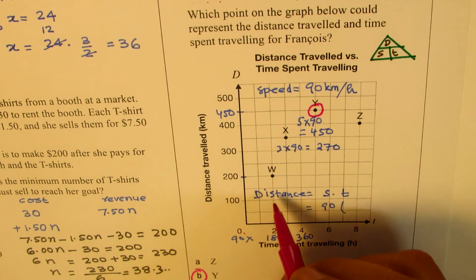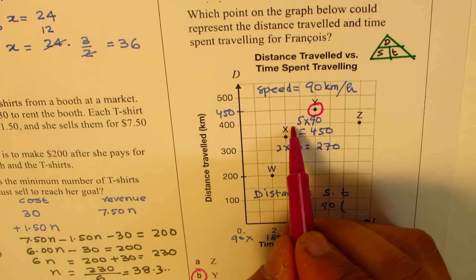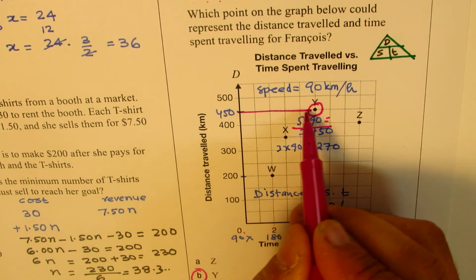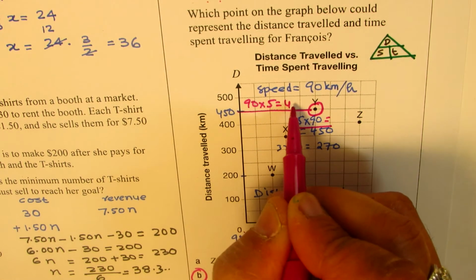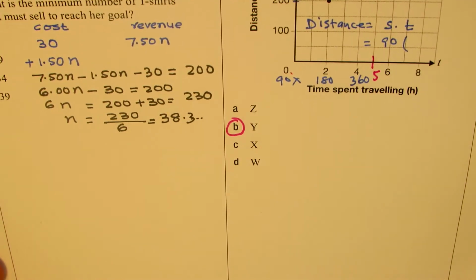And we found that when time is 5, then 5 times 90 is 450. So that matches, right? So 90 times 5 is 450, which is the correct point on this particular graph. And so option B is the right option. Is that clear to you?